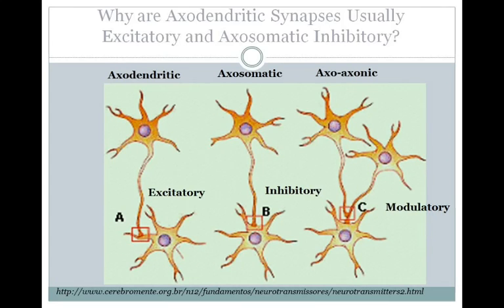As we learned in the last lecture, most axodendritic synapses tend to be excitatory, and most axosomatic synapses tend to be inhibitory. In general, axosomatic synapses are more powerful, or are weighted more in the final summation at the axon hillock. And this is due to a few reasons. First, the axosomatic synapses tend to be closer than the axodendritic synapses to the axon hillock.